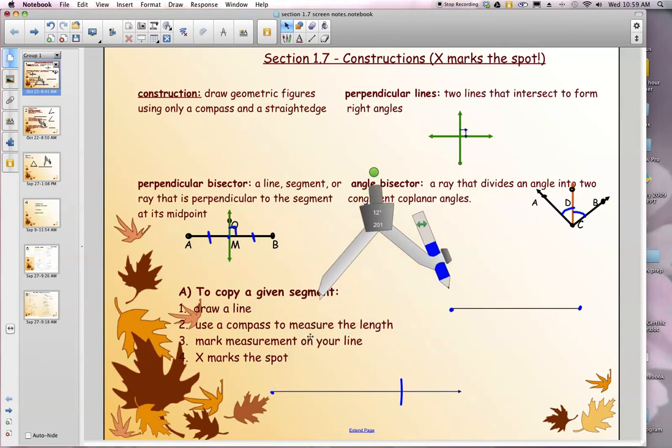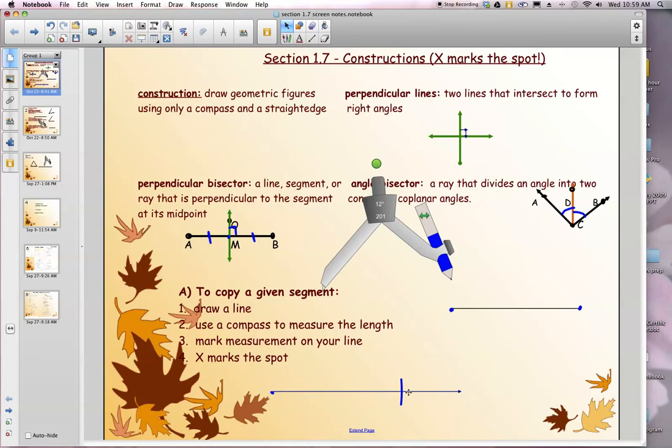That mark I call an X because it makes an X with the line that was already drawn. That X marks the spot, which means the segment from here to here will be exactly the same length as the segment from here to here. And that's how you copy a segment.